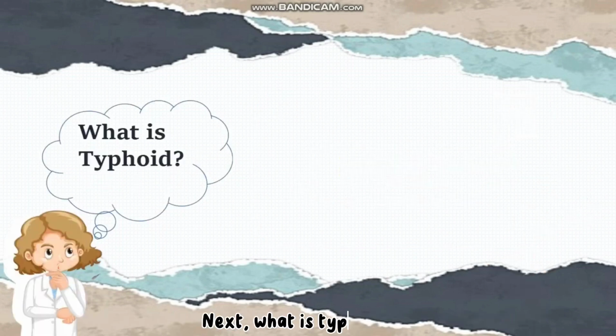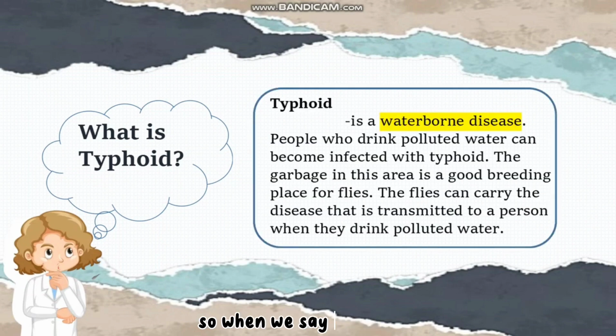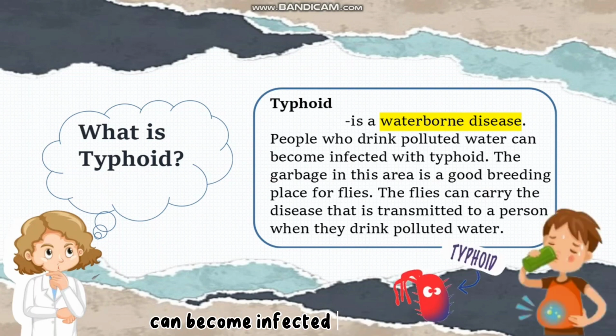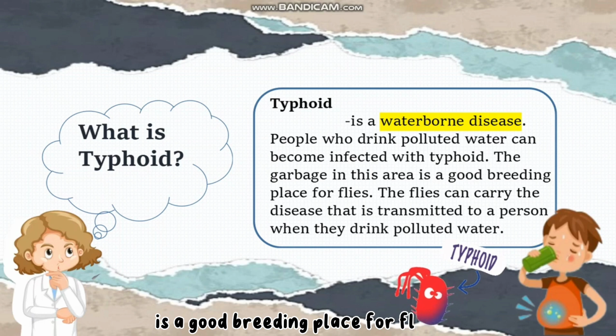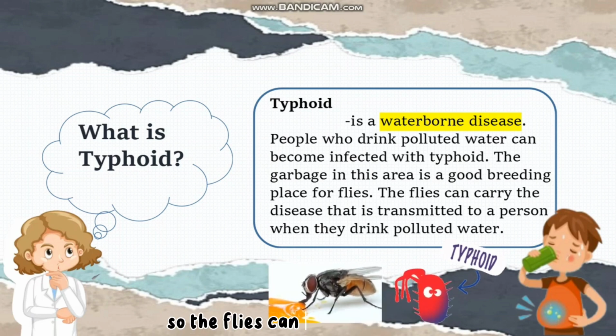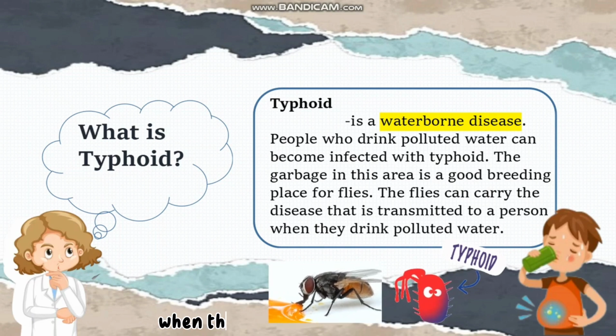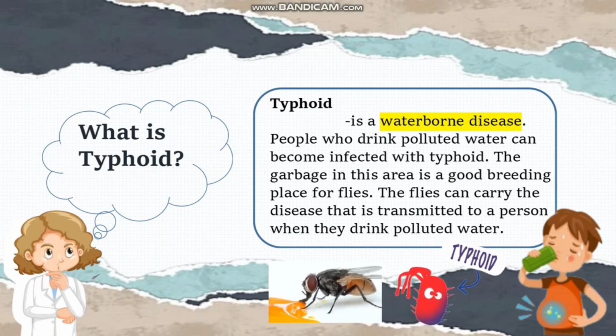Next, what is typhoid? Typhoid is a waterborne disease. People who drink polluted water can become infected with typhoid. The garbage in this area is a good breeding place for flies. The flies can carry disease that is transmitted to a person when they drink polluted water.